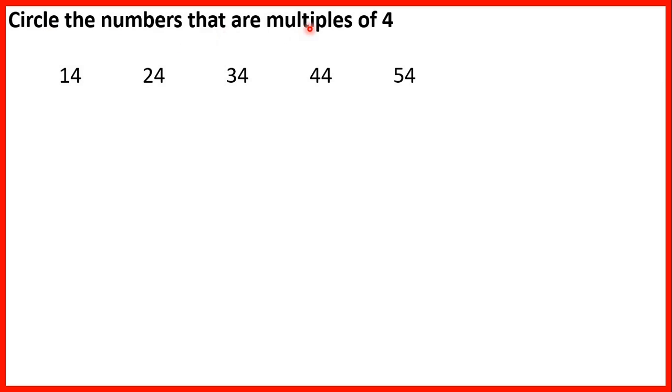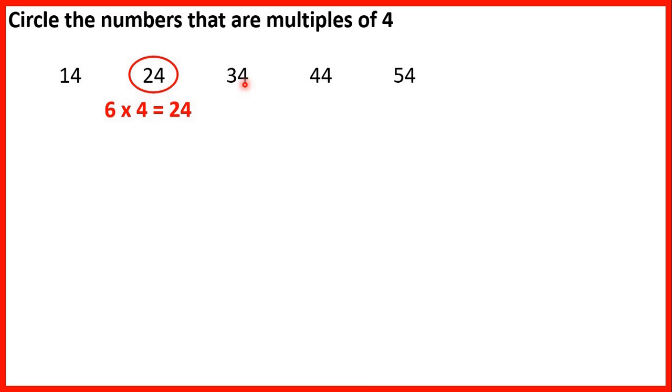Circle the numbers that are multiples of 4. So remember, a multiple of a number is in that number's times table, or we can divide by the number without getting a remainder. So 14 is not a multiple of 4 because that's not in the 4 times table. 24 is a multiple of 4 because 6 times 4 is 24.